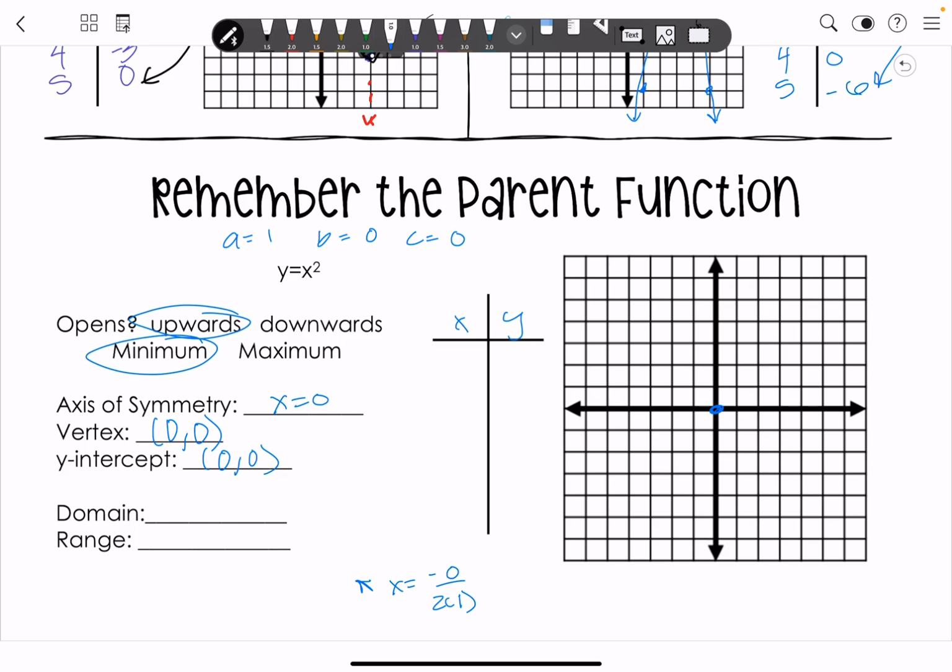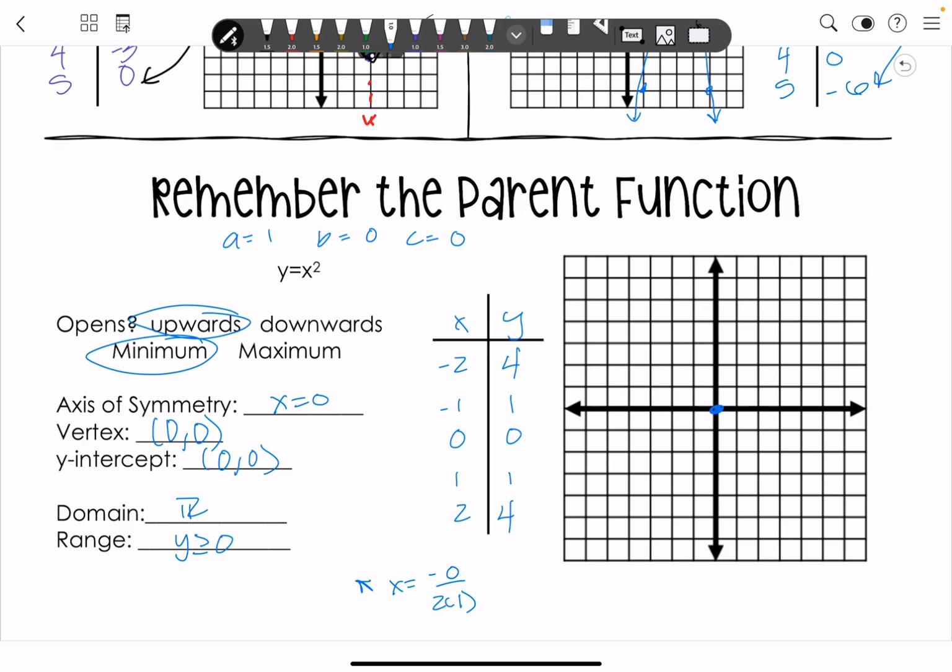So we can go ahead and set it up. 0, 0, negative 1, negative 2, 1, 2. When you plug it in, 1 squared is 1. Negative 1 squared is 1. Negative 2 squared is 4. And 2 squared is 4. Your domain is still going to be all real numbers. And your range for this is y is greater than or equal to 0 because of our y-intercept. I'm sorry, because of our vertex.